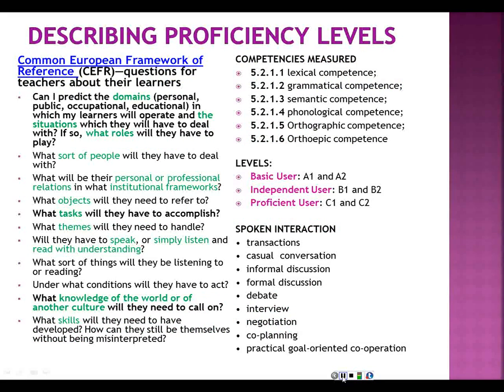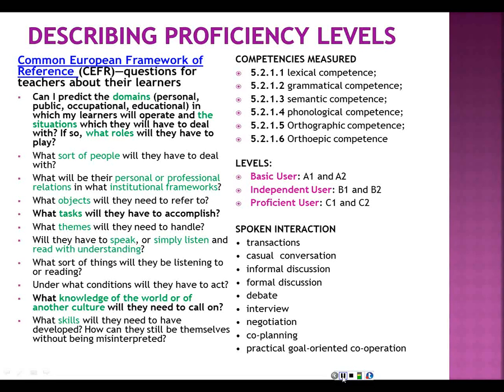Another example that is a standard in the field is the Common European Framework of Reference, or CEFR. This is particularly used in Europe, but the standards can be applied to any language learner and typically are also referenced in K through 12 descriptors in the United States because they are so thoroughly done.